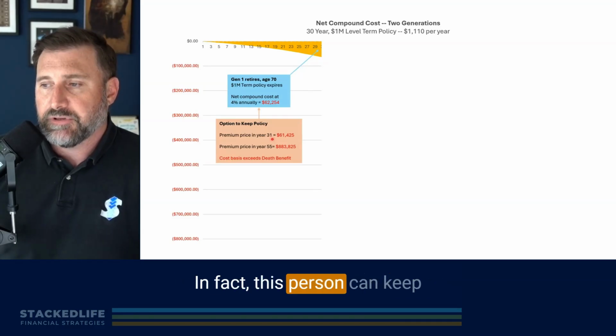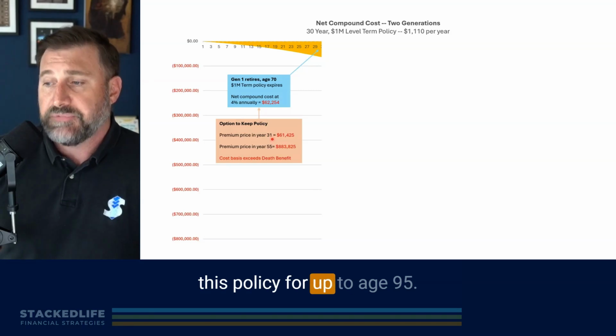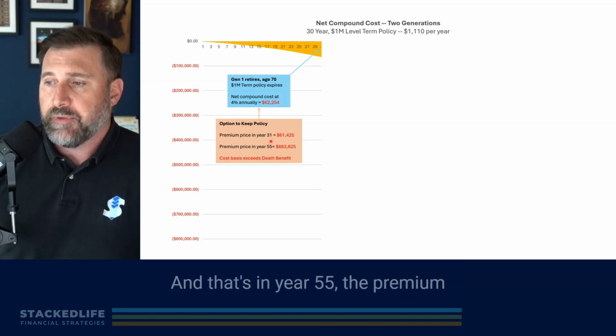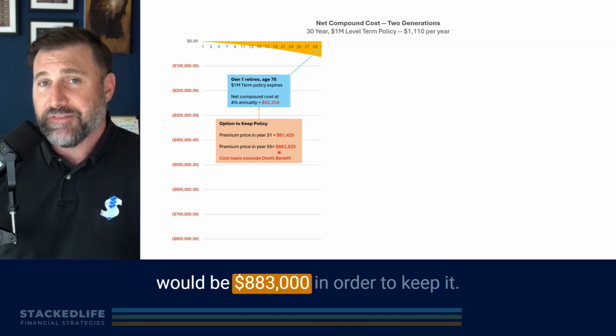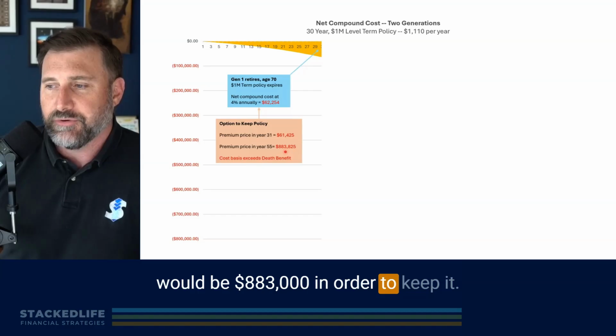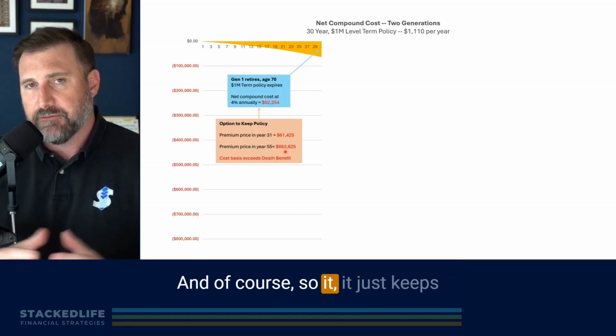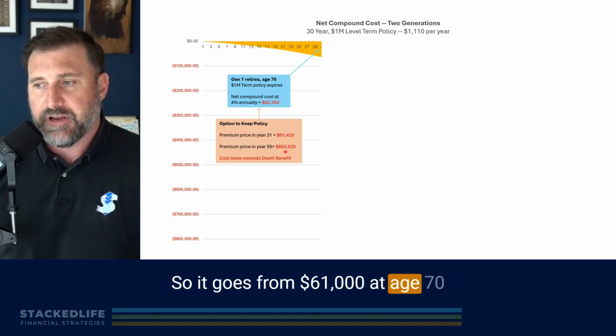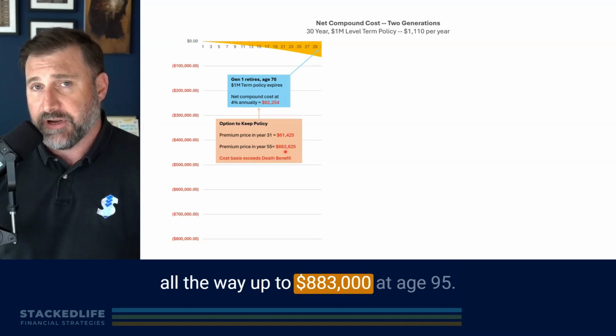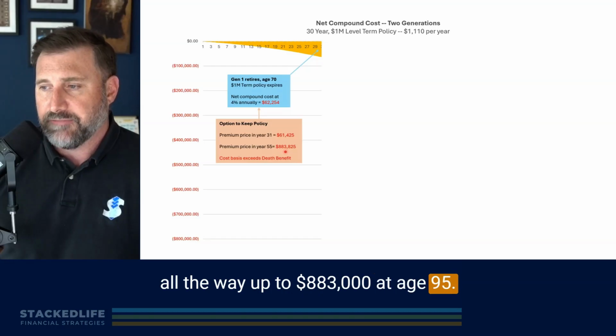In fact, this person can keep this policy up to age 95. And in year 55, the premium would be $883,000 in order to keep it. Of course, it just keeps going up and up every year. So it goes from $61,000 at age 70 all the way up to $883,000 at age 95.